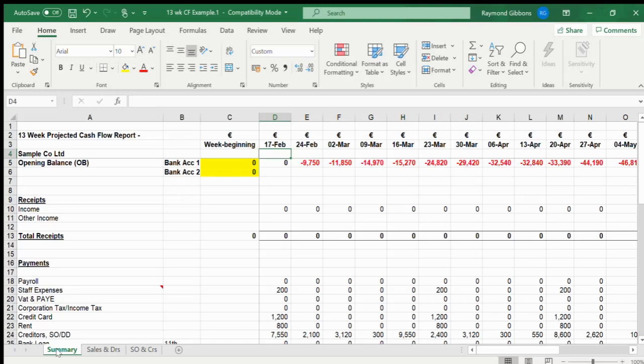And so here is the actual 13-week cash flow. You'll notice that I've pre-populated the cash flow with certain expected payments that Sample Company will be making over the next 13 weeks. This is merely to save us time in actually constructing the cash flow for this demonstration.